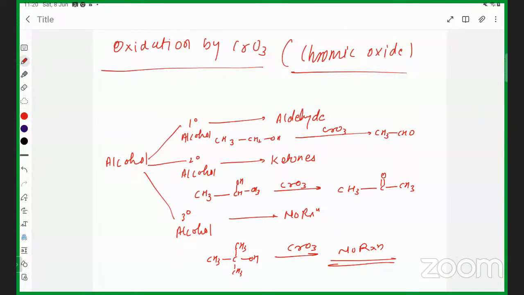Why is it not reacting? It is a donor group, it is a donor group, it is a donor group. So this bond is a strong bond. Since this bond is difficult to break, 3 plus I groups are there, a mild oxidizing agent cannot give the product.